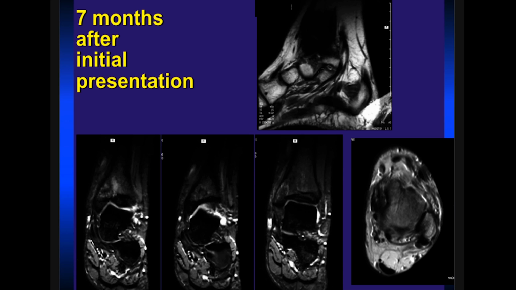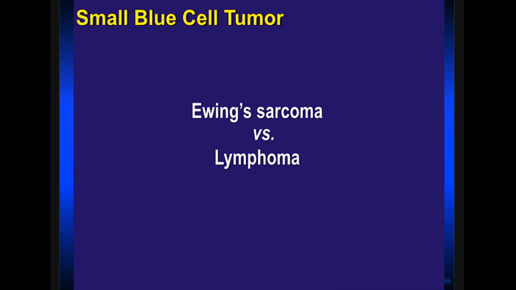This is his MRI scan. And if you look at this medial malleolus, again, there's a permeative lesion. This is the cortex of the medial tibia. This doesn't really go into the joint, but is of concern because of the expanding size of it and the fact that there really aren't any boundaries. He had a biopsy and had a small blue cell tumor, was seen by tumor service in another state, and was diagnosed as Ewing sarcoma versus lymphoma.